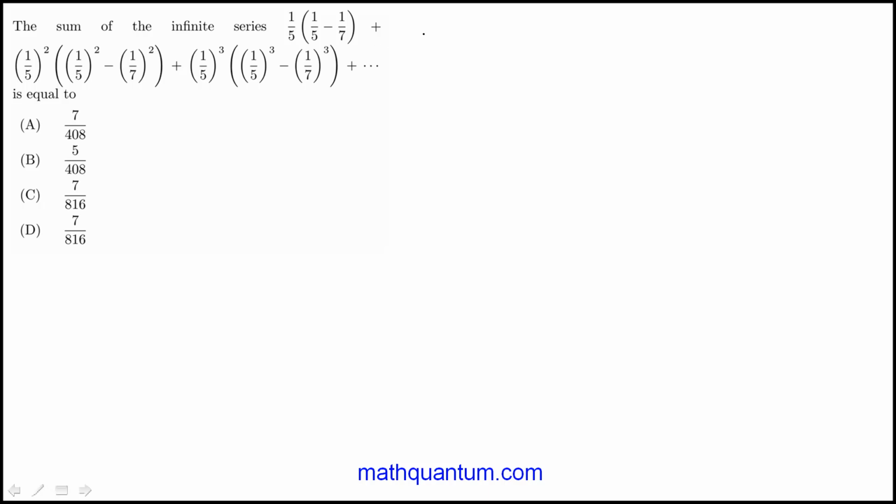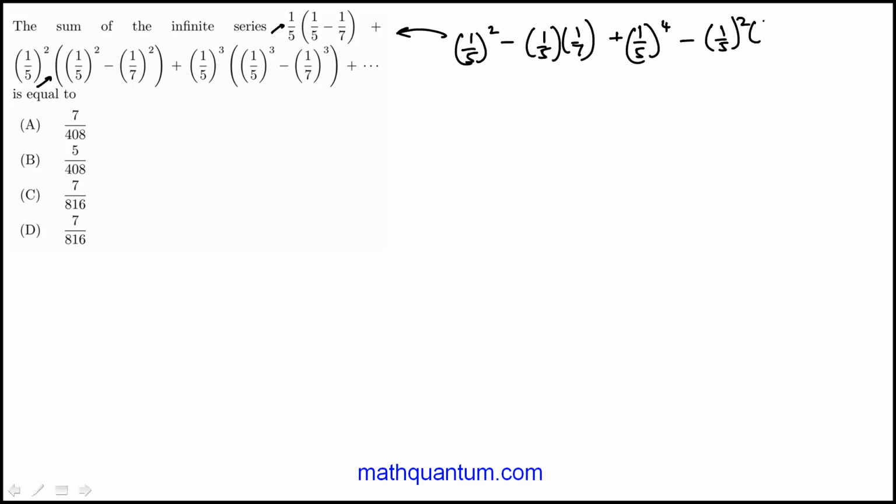So the key step in this question is to rewrite these terms so you can see that it is related to geometric series. And the step is to actually distribute that 1/5. If we do that for the first term, it's 1/5 squared minus 1/5 times 1/7. We'll do the same thing here, but leave it as 1/5 squared. So then it would be 1/5 to the 4th minus 1/5 squared times 1/7 squared.